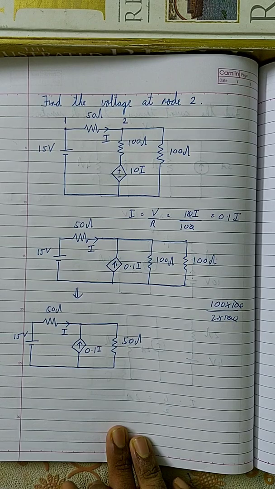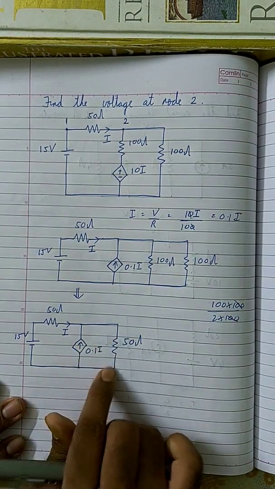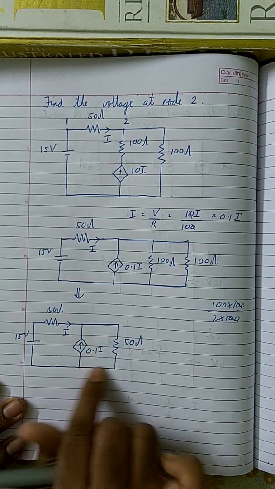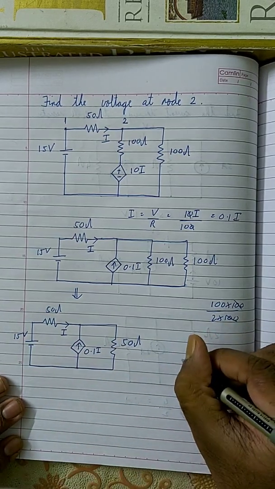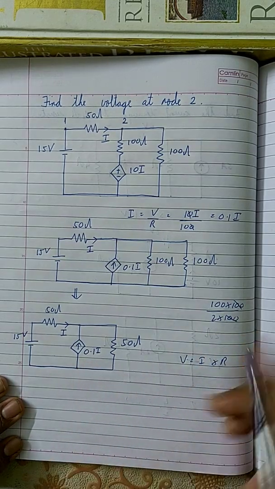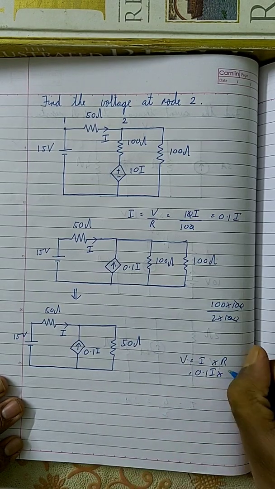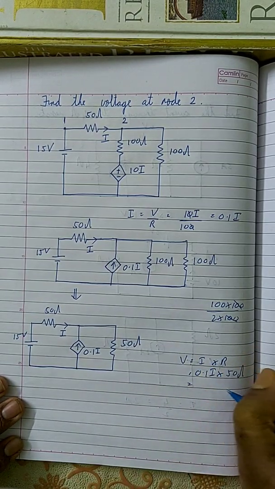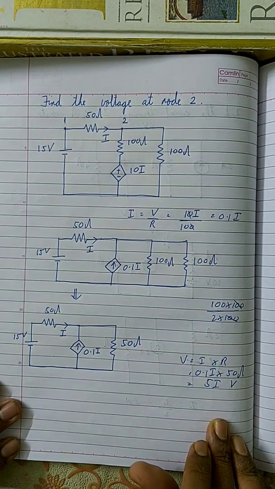Okay, so now what I can do is change this back to a dependent voltage source, a voltage source with a series resistor. Applying source transformation over here, V is equal to I into R. What is the value of I? 0.1I. 0.1I into what is R? 50 ohm. What is this equal to? This is equal to 5I volt, right?